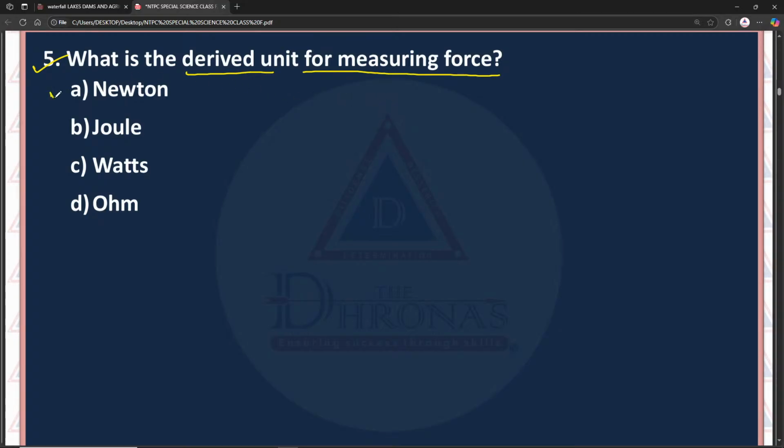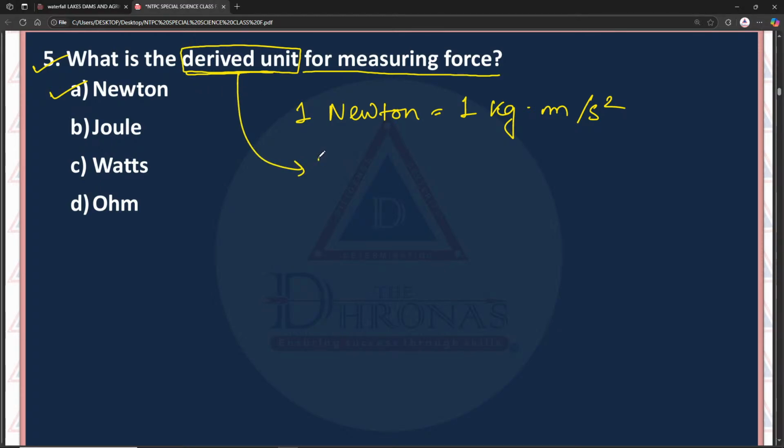Newton, correct. Newton is the SI unit of force. Now 1 Newton is equal to 1 kg meter per second square. यहाँ पे हम देख पा रहे हैं यूनिट आपके क्या दिया है, डिराइव्ड यूनिट. तो यूनिट आपके दो तरीके का होता है. So one is basic and fundamental unit, another one is derived unit. ठीक है. So unit can be of two types. One is basic, another one is derived.